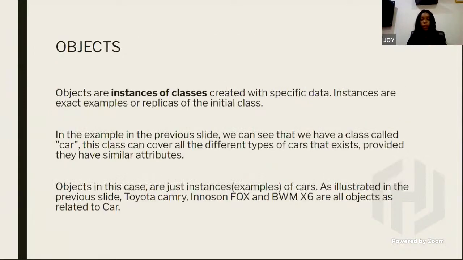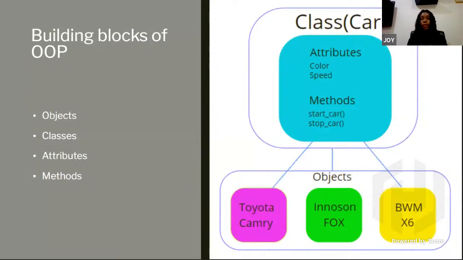Let me go back so that it will be clear. So we have two attributes, color and speed, right? If I create this color and speed as instance variables, when they are created, the color can change. You can say, okay, I'm creating a black BMW, or I'm creating a red Toyota Camry.